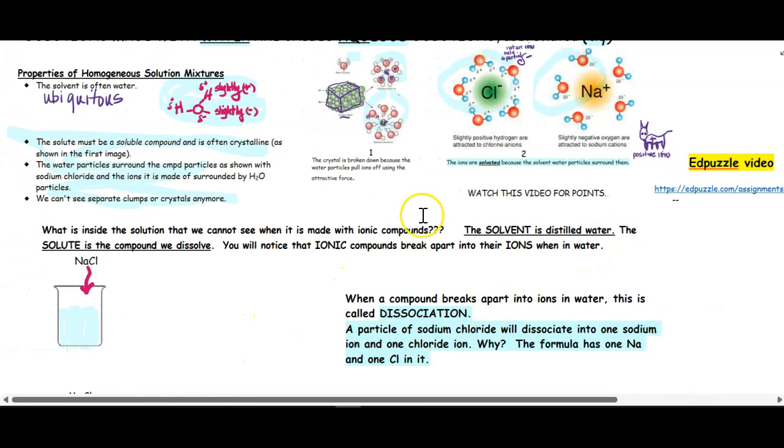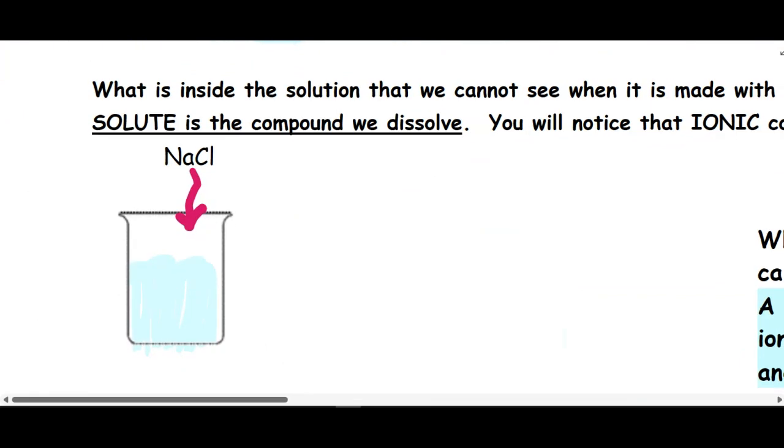So what is inside the solution that we can't see when it's made with ionic compounds? What's inside? That's the question. The solvent is distilled water. When I make a solution, I always use distilled water because I want pure water. And the solute is the compound such as sodium chloride that we will dissolve. And you notice that ionic compounds break into their ions. That's what we'll be seeing. So let me show you that.